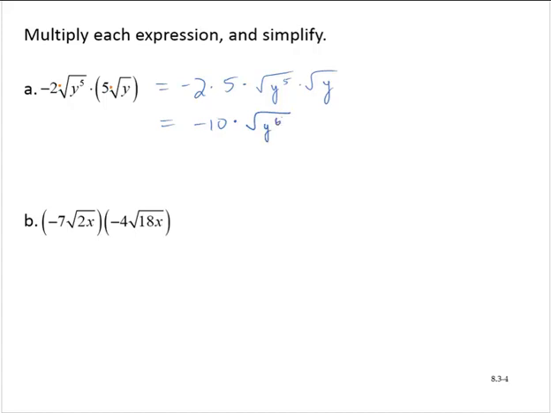And then recalling, if we have the square root of a variable to an even exponent, we basically just kind of take half the exponent. And so then this is negative 10 y to the 3rd.